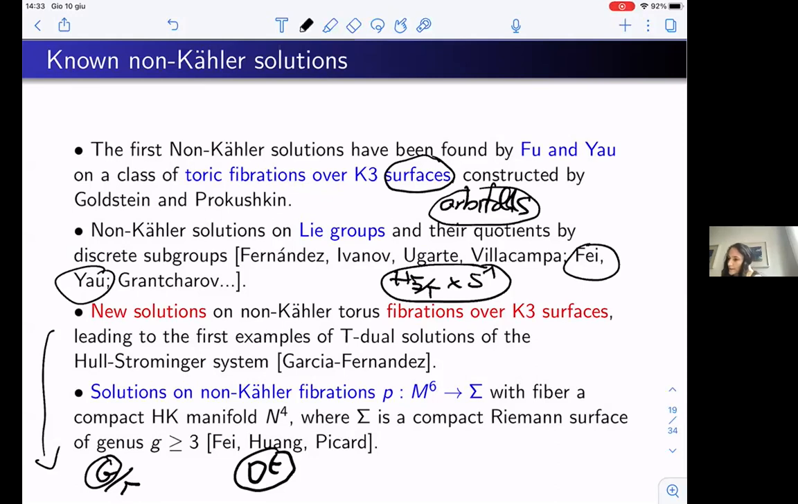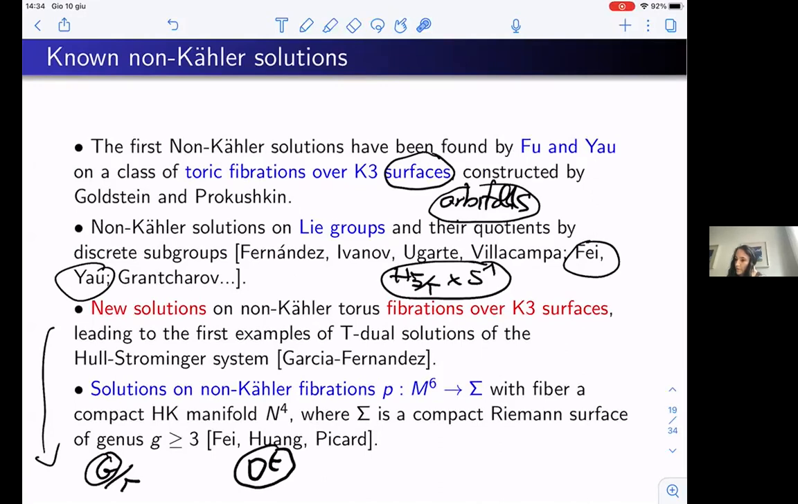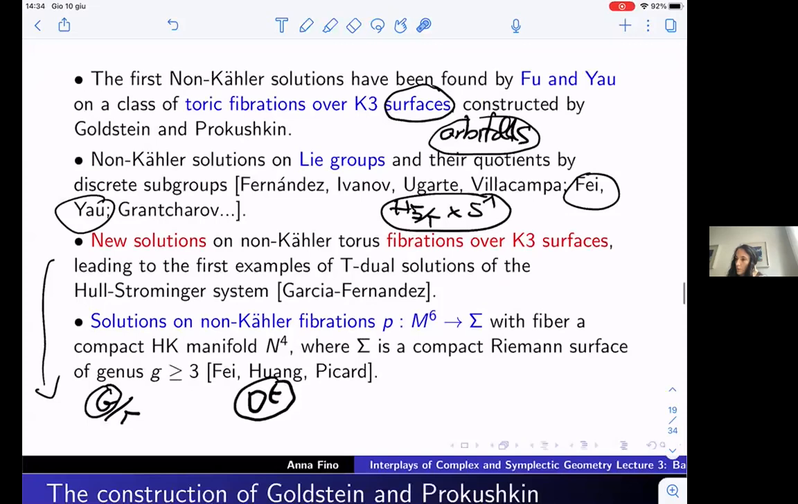There is also something related to duality, due to Garcia-Fernandez. He constructed a new solution on non-Kähler torus fibrations over K3 surfaces, and he found the first example of a T-dual solution of the Hull-Strominger system. More recently, this is also generalized in the context of G2, but I will not talk about that. Then there are other nice constructions, by Fu, Fei, Wang, and Picard, where they consider a non-Kähler fibration, where the base is a compact Riemann surface of genus bigger than or equal to 3, and the fiber is just a compact hyperkähler manifold.